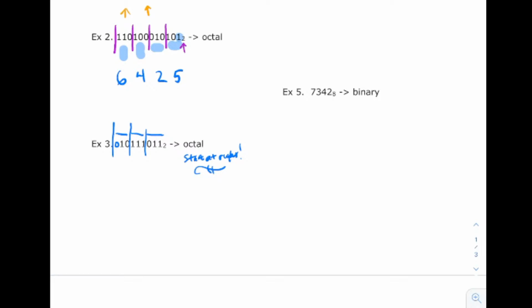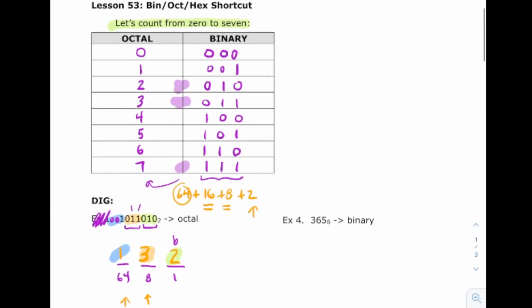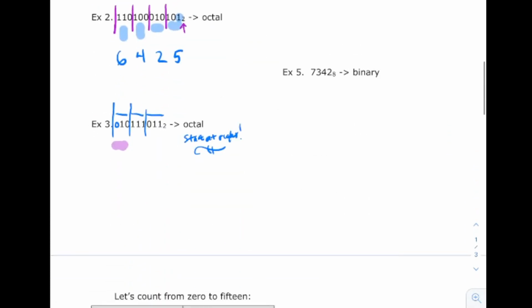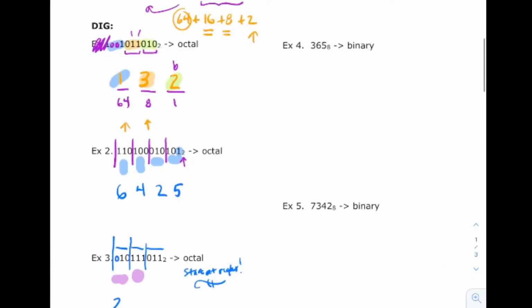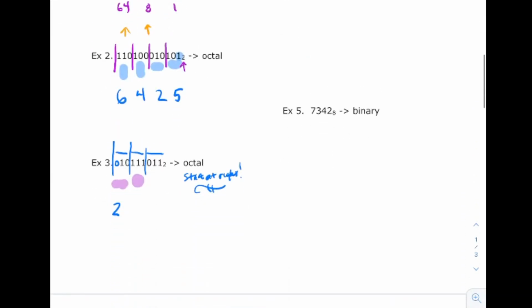So you look at this and you say 0, 1, 0, a 0, 1, 0. That's a 2 right there. Come down here and say 2. And then you say 1, 1, 1. Coming back up here. 1, 1, 1. That's a 7. So put a 7 in its place.